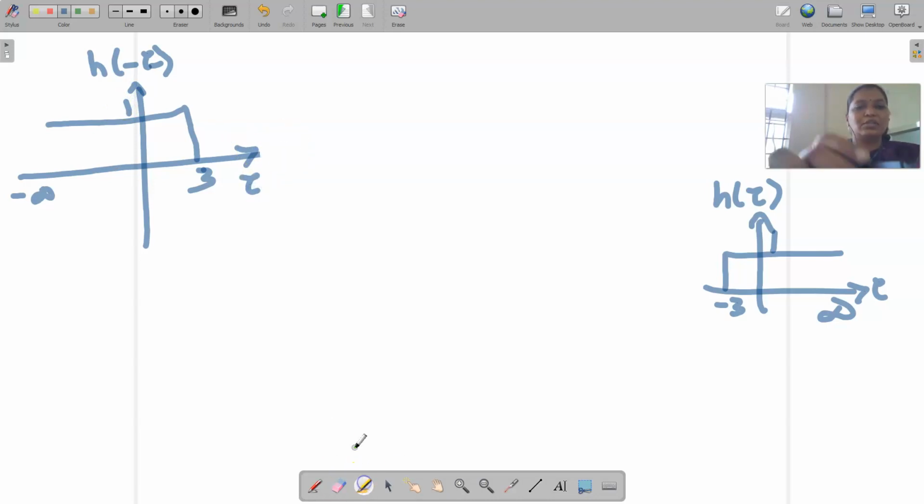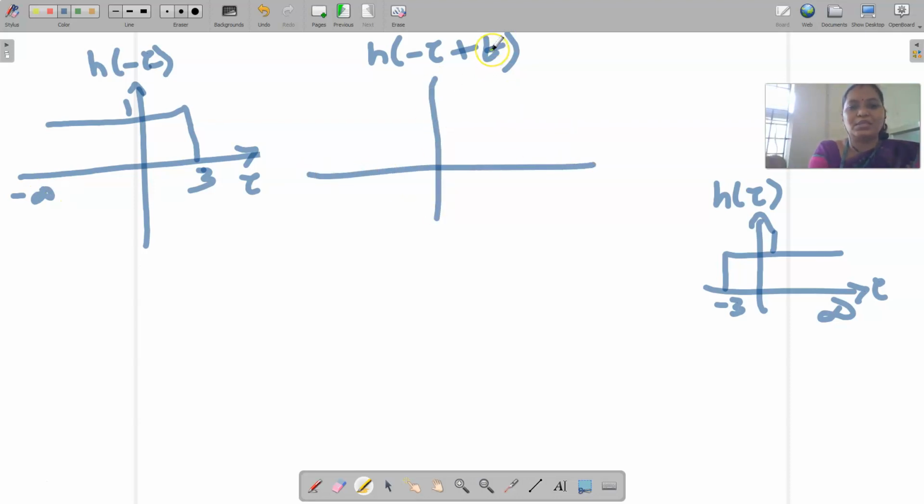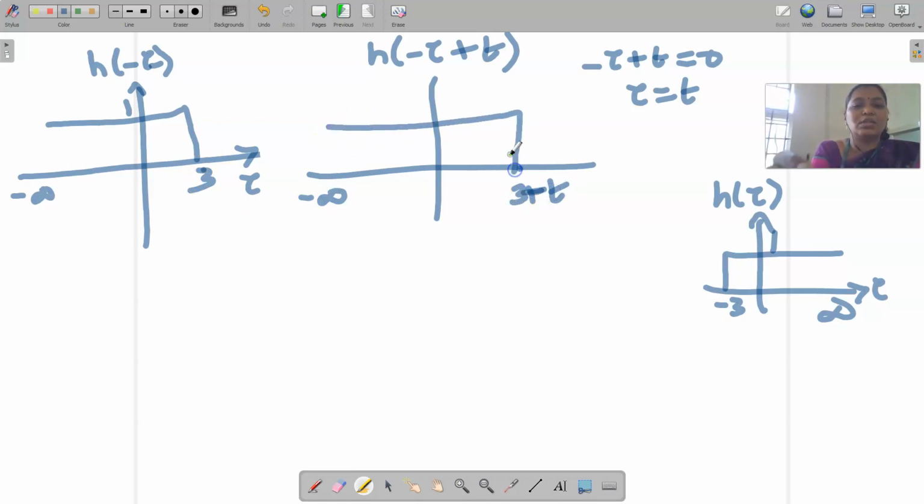Once you have done that, the next step is to draw h of minus tau plus t. We have to determine what is the value of t. So minus tau plus t is equal to 0, so tau is equal to t. With each and every instance, I need to add t. So minus infinity plus t is nothing but minus infinity, and 3 plus t will become 3 plus t. Like this you are writing, because I don't know the value of t. I need to determine what is the value of t.